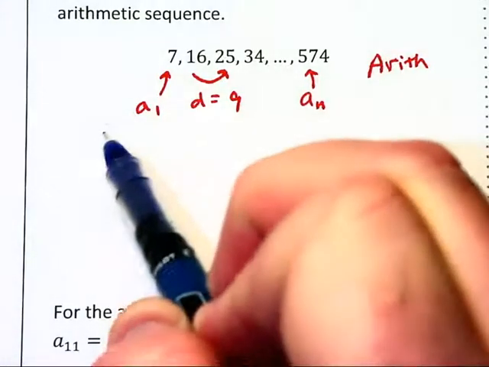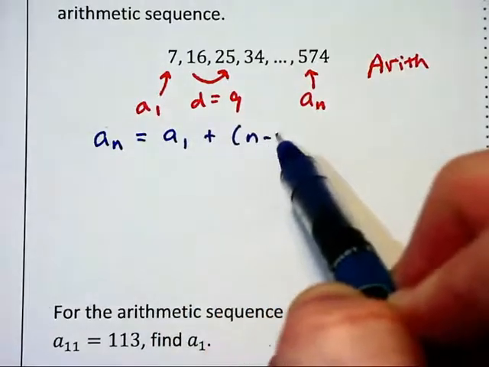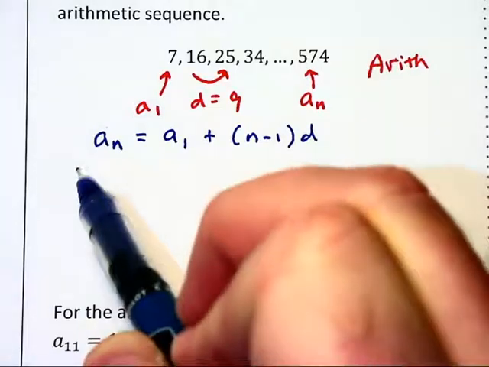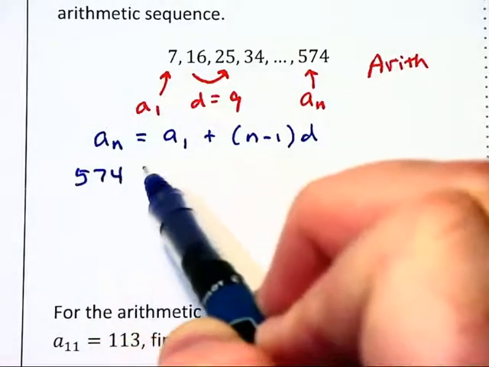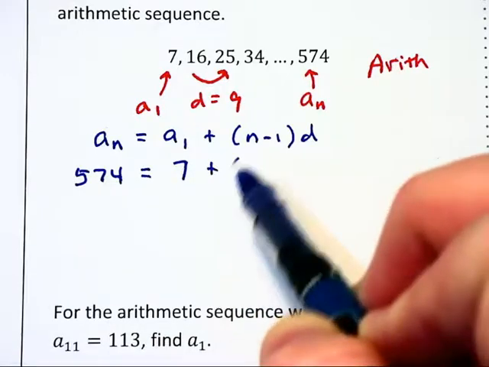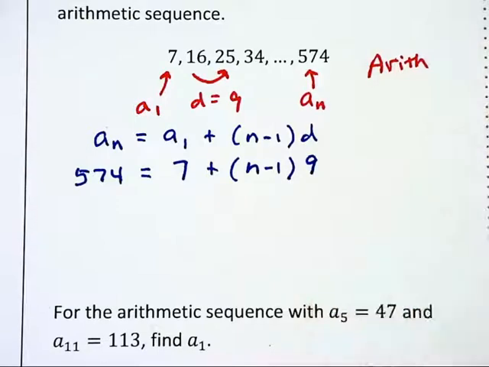So we will use this nth term formula yet again. Write it down. Every time you write it down, you're going to memorize it all the better. We do know that 574 is going to be found when you start with 7, the first term, and you move forward 9, n minus 1 times.